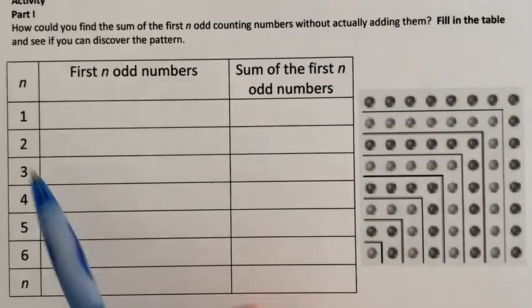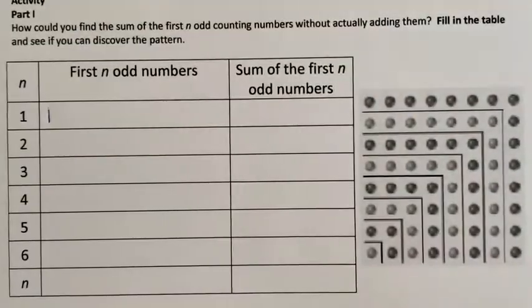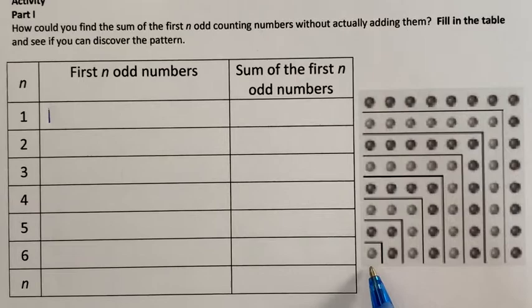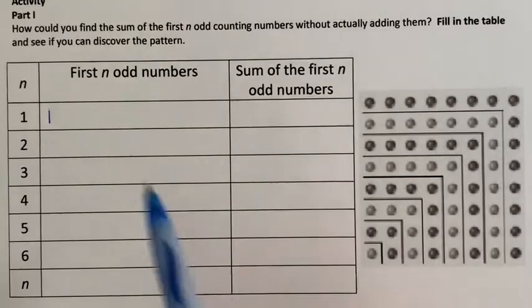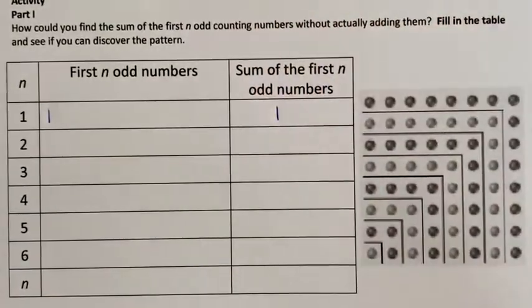So if we think when n equals 1, what is our first odd number? Our first odd number is 1. And if we look at the figure, it also depicts that. So if you look at the bottom left corner of the figure, you can see our first odd number is 1. Well, for the sum, we're not adding anything yet, so our sum is just 1.